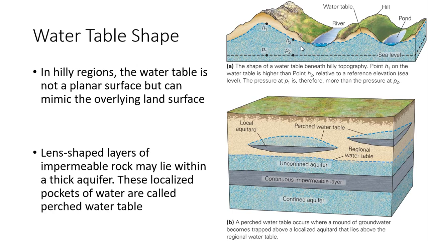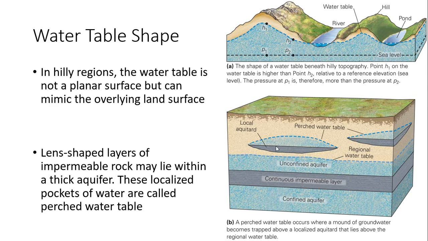Now, in more complex systems beneath the surface, this is very ideal here in the top right corner. We see things like lens-shaped layers or perched water, and these are localized, isolated pockets of water.